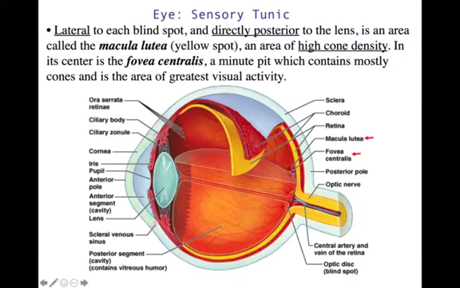Well, if it has the most cones, what is it going to generate? It's going to generate very sharp colored images. So the macula luteae and fovea centralis are responsible for central vision, for generating very sharp color images. Because when you look directly at something, where are you focusing it? You're focusing it right on that macula luteae, right on that fovea centralis. So it's responsible for central vision. It has the greatest visual acuity.